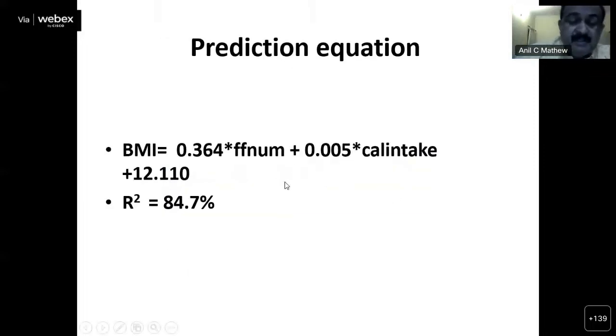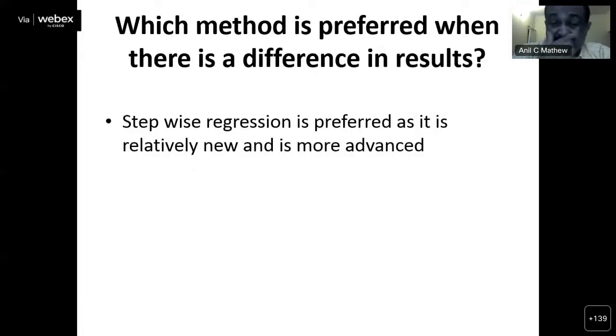BMI is equal to 0.364 into fast food consumption plus 0.005 into calorie intake plus 12.110 is the BMI equation, and R square value is 84.7. So which method is preferred when there is a difference in results? To me, the answer is stepwise regression is preferred as it is relatively new and is more advanced.